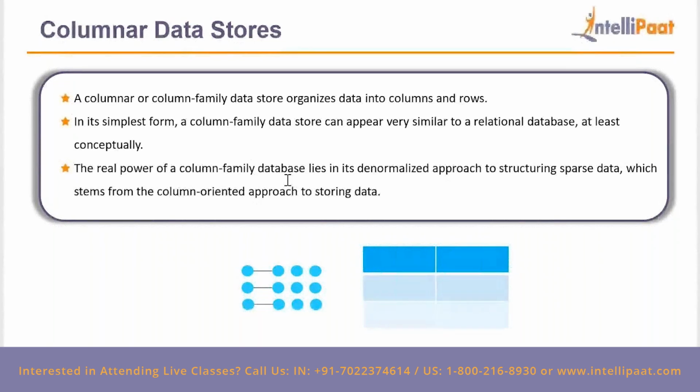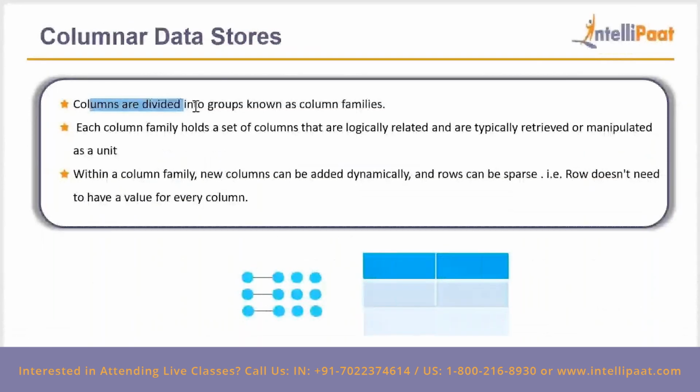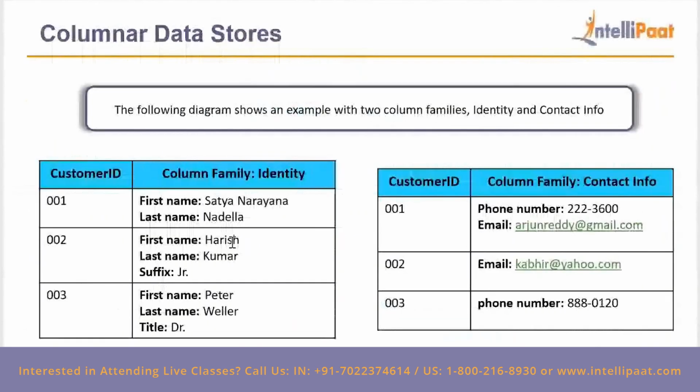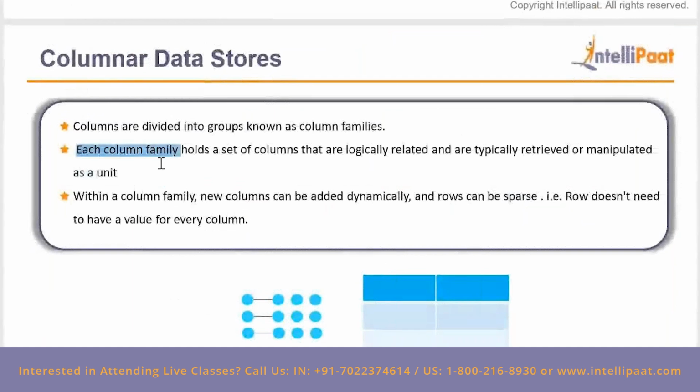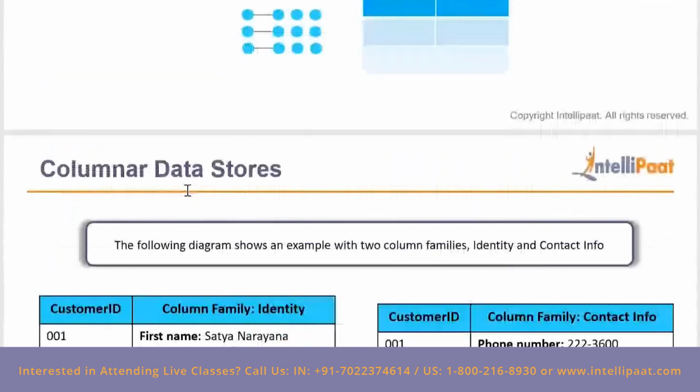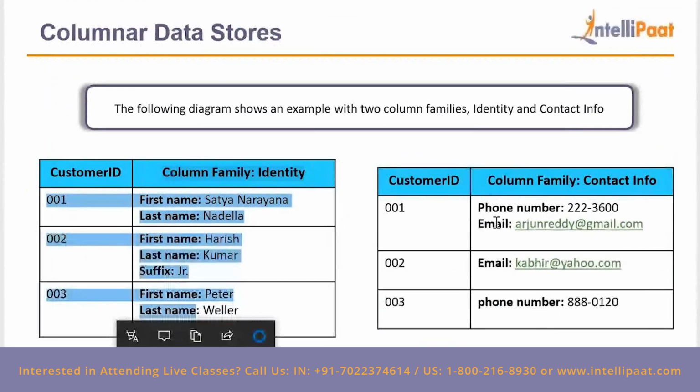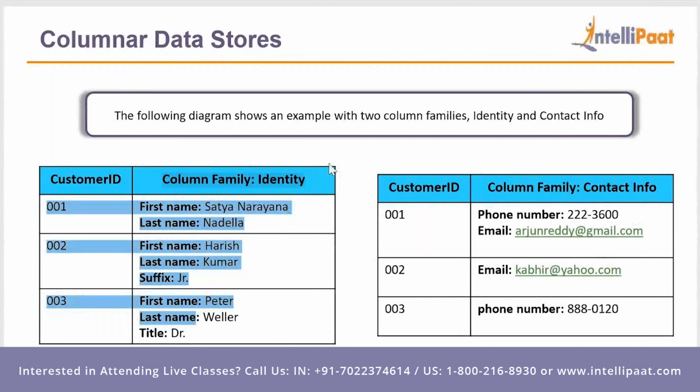Columns are divided into groups known as column families, as you saw here. Each column family holds a set of columns that are logically related and typically retrieved or manipulated as a unit. So you see here the identity is kept together, and the contact info is kept together. We are not mixing identity and contact info; we are keeping them separately so that the logical grouping is done properly.